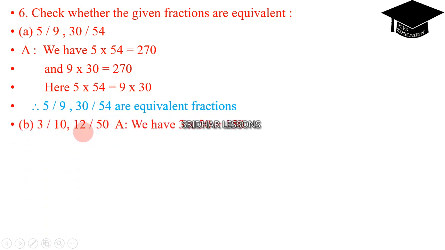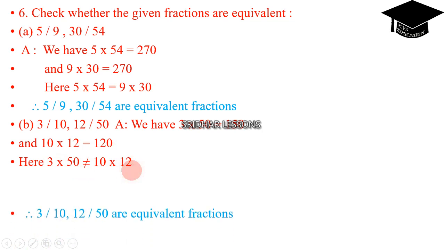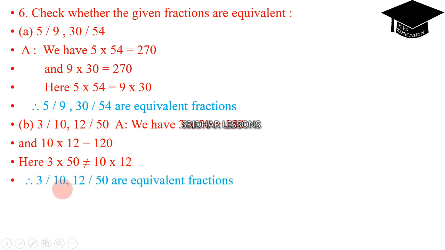3 by 10, 12 by 50. We have 3 into 50 by cross multiplying is equal to 150 and 10 into 12 is equal to 120. Therefore, 3 into 50 is not equal to 10 into 12. So they are not equivalent fractions. This is the typing mistake. They are not equivalent fractions.